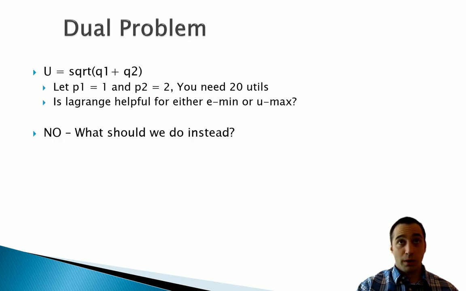Well, we have 20 utils that we need. How do we get 20 utils from this function most cheaply? It looks to me our solution should be where 20 equals root Q1, i.e. Q1 equals 20 squared. Then how many units of Q2 do I buy? Q2 equals 0. Done.